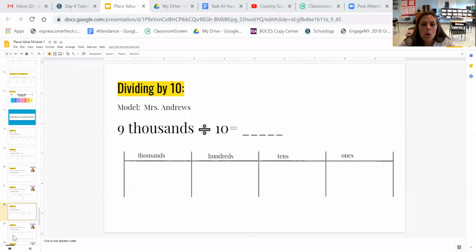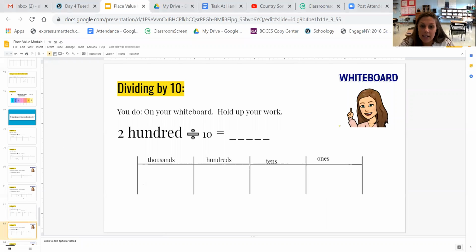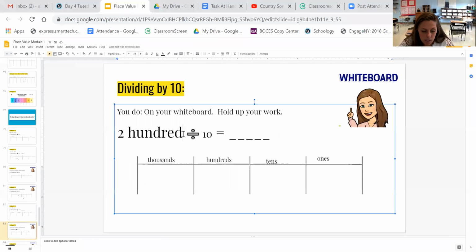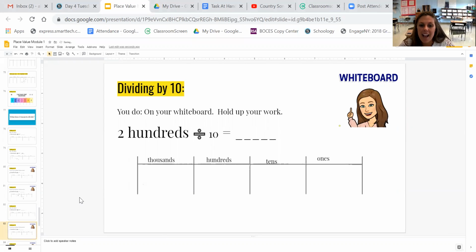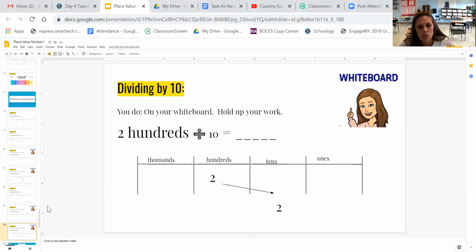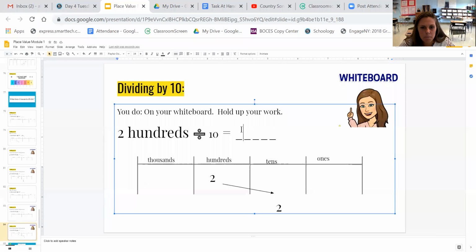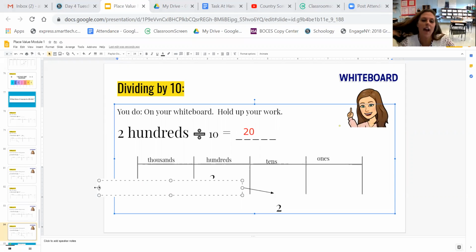Let's go ahead and have you guys try this one. I want you to pause your video on your whiteboard. Go ahead and solve this. We have 2 hundredths and we're dividing by 10. Go ahead, pause your video, do it on your whiteboard, and then check with me. So when you divided, you had 2 in the hundreds place. You moved one place value, which gives you 2 tens, 20. Awesome.